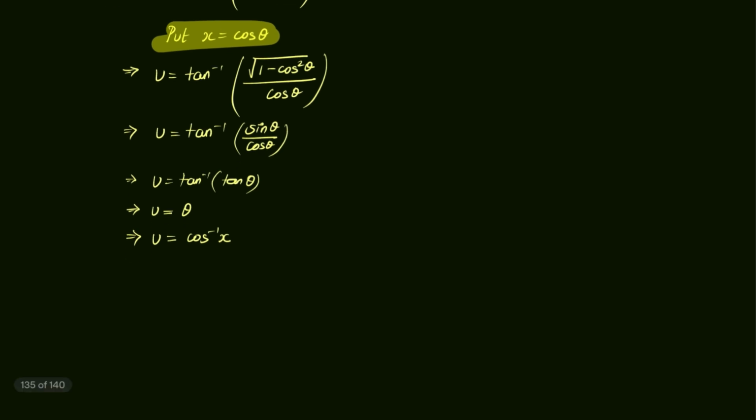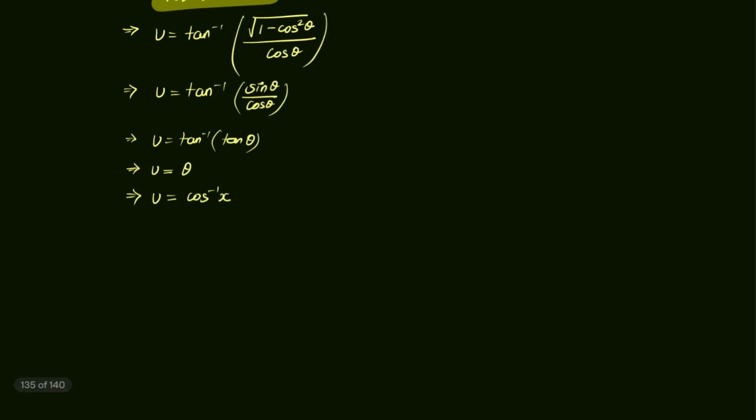Now since u is a function of x, let us differentiate both sides with respect to x. Then we will have d dx of u equals d dx of cos inverse of x, and it is minus 1 by square root of 1 minus x square.